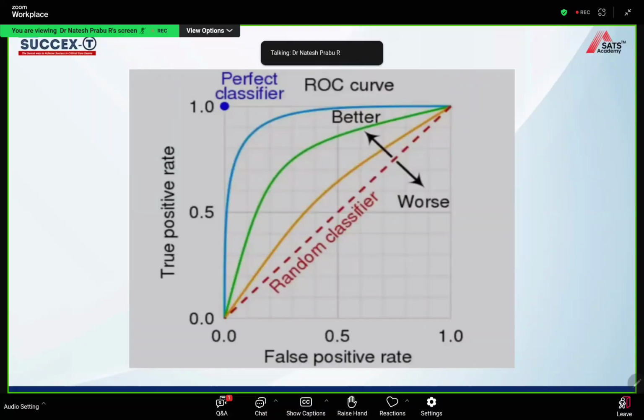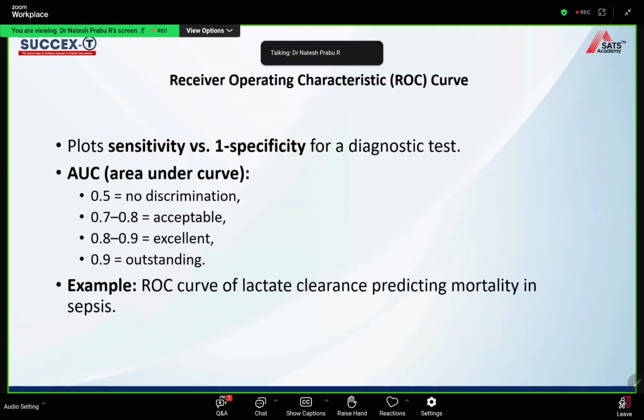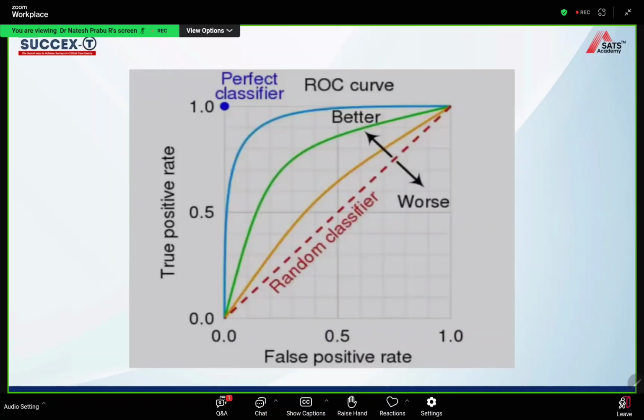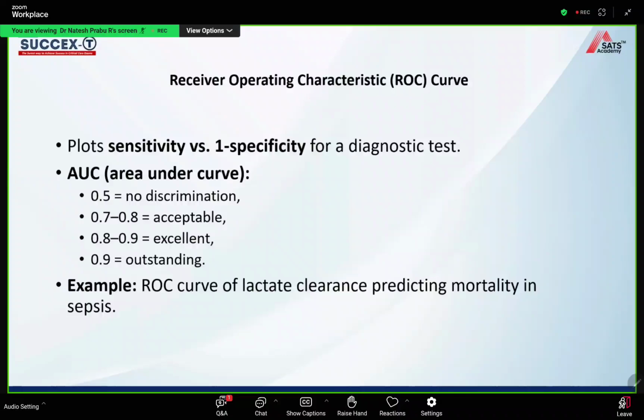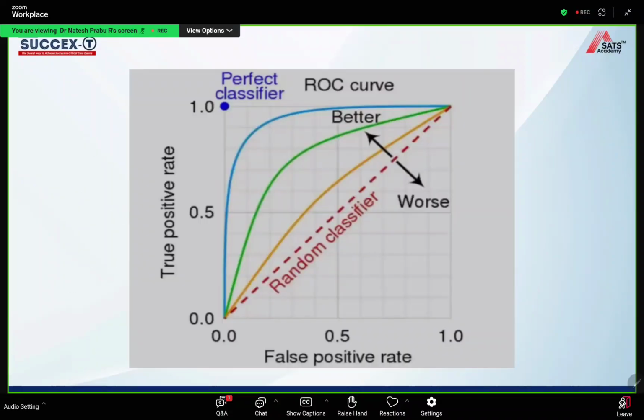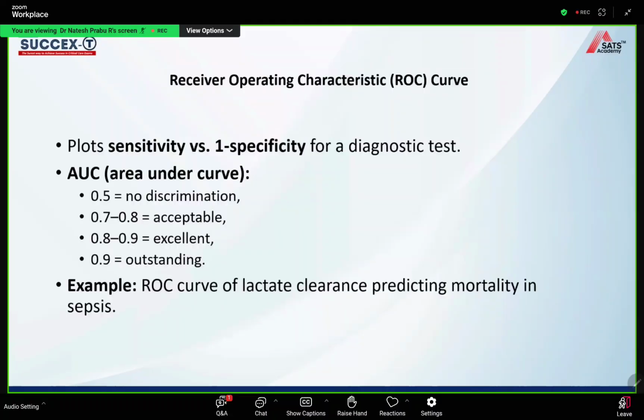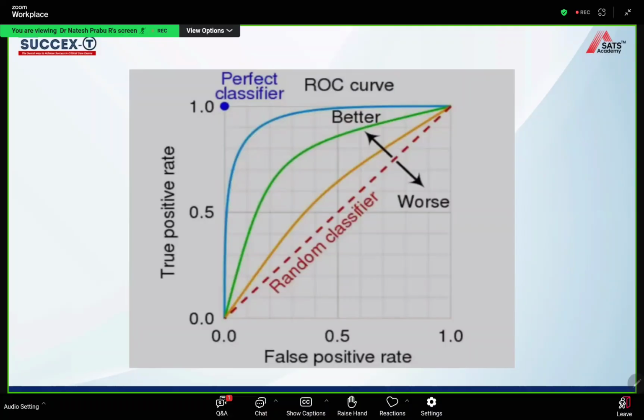As you can see, if the area under the curve is 0.5, we don't have any discrimination. While as the curve moves towards the left upper quadrant, there is an increase in sensitivity.